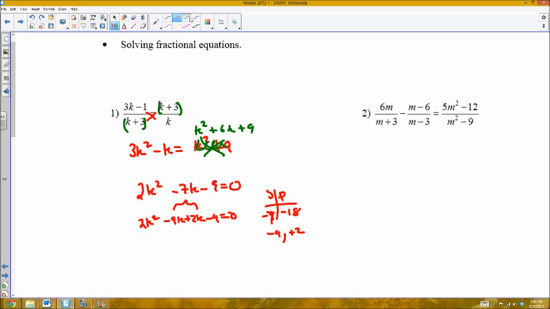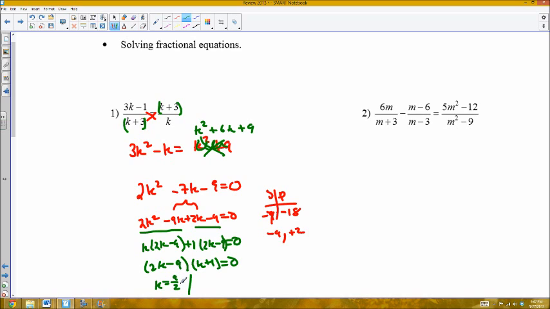Factor by grouping. So for my first group, I have a common factor of k. I'm left with 2k minus 9. For my second group, I have a common factor of 1, so I pull out a 1 times 2k minus 9 equals 0. I now have a common factor of 2k minus 9 from each of these terms. So that's 2k minus 9 times k plus 1 equals 0, which means that either k is equal to 9 halves or k is equal to negative 1. So those are my two solutions.